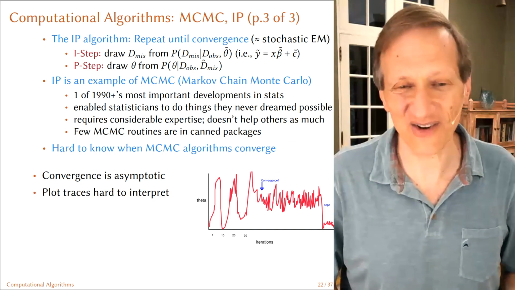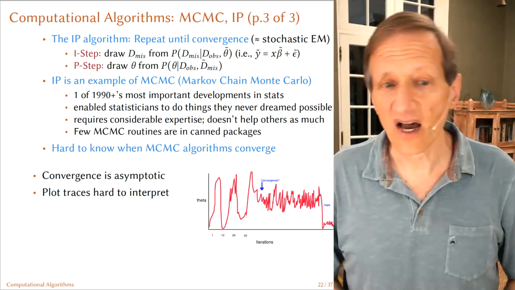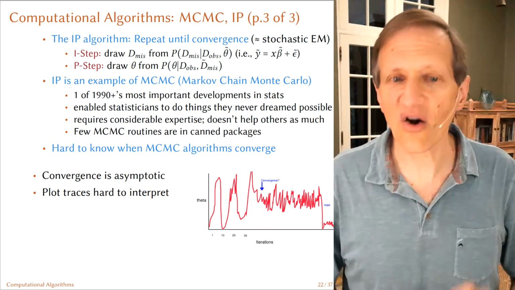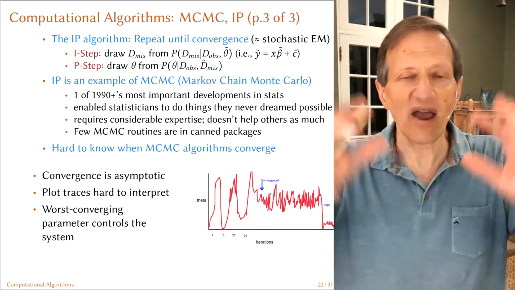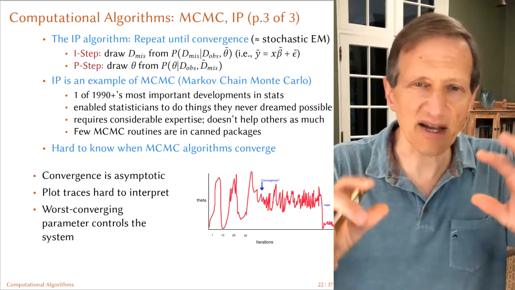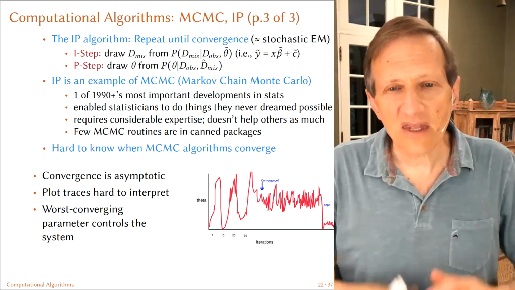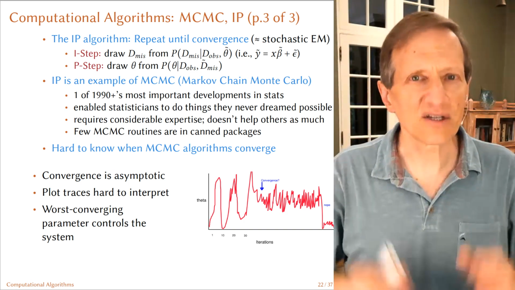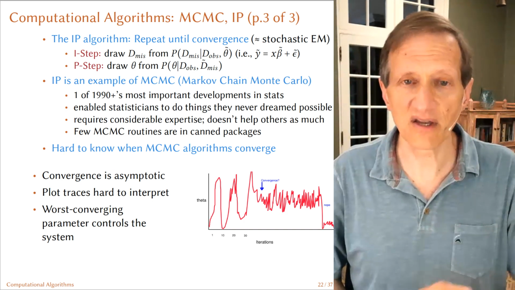Maybe it never converged. So these are called trace plots, or plot traces. They're hard to interpret. It's hard to know when you're really there. If you have 20 or 100 parameters, it's the worst converging parameter that controls the whole system. So you really have to look at them all. I don't want to scare you away from these things. I just want to warn you about some of the features of it. They are a very valuable technique.